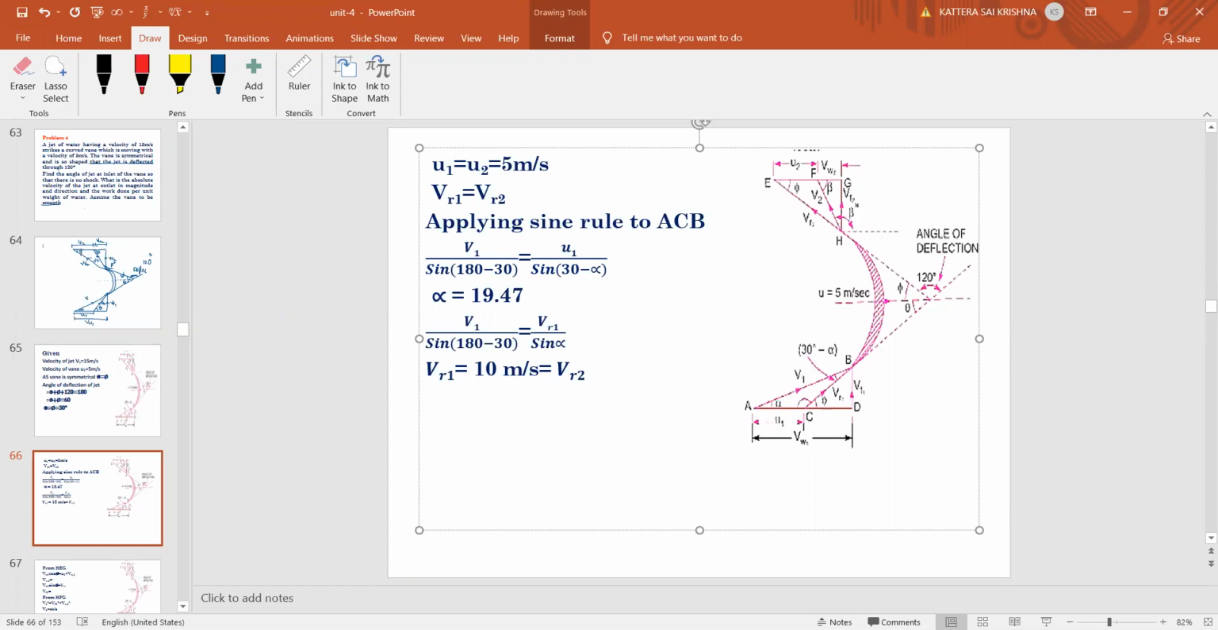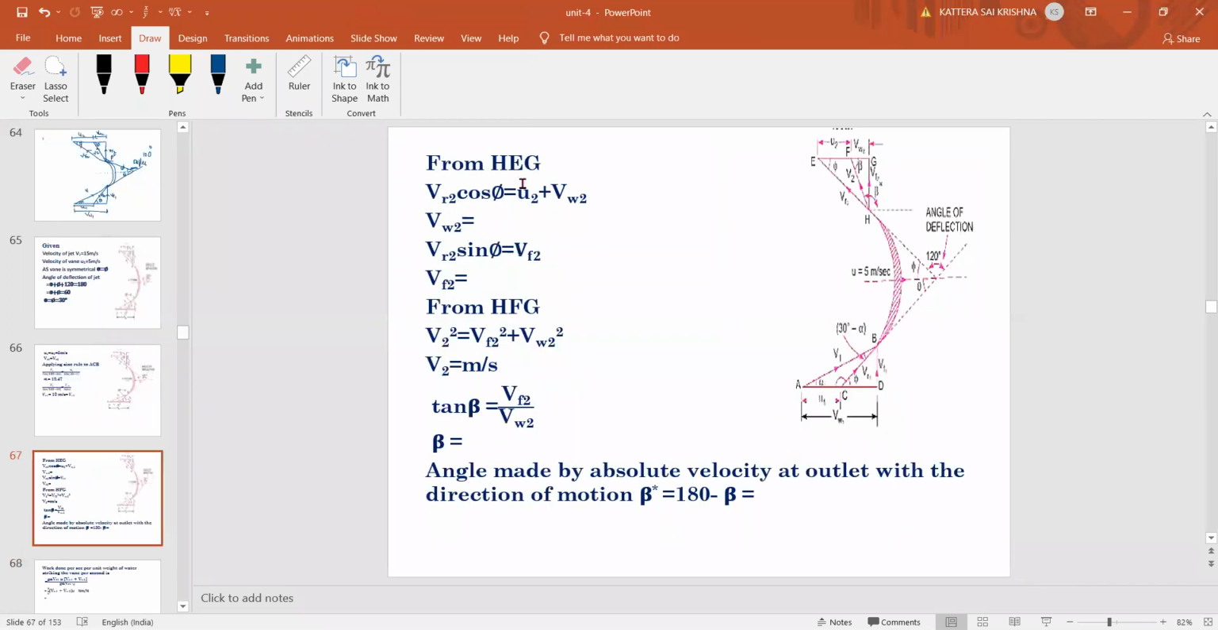Okay, so VR1 equal to VR2 we already know. Next we'll go for the outlet triangle. Since it is symmetrical, the theta value and phi value will be the same. That is already found out, 30 degrees. Right. So now from the outlet triangle H, E, and G.